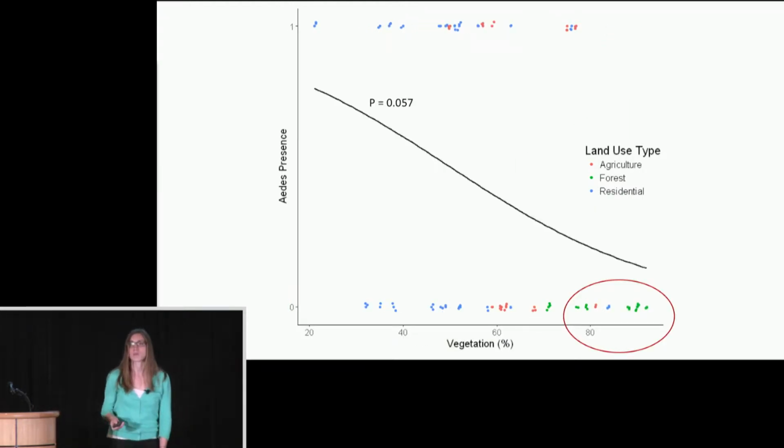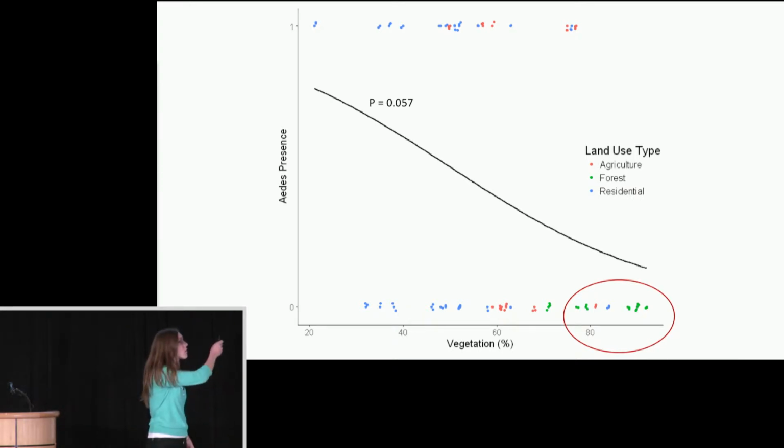And then we also see Aedes albopictus in a wide range of vegetation cover, except for at high vegetation cover. So here I want to emphasize that regardless of land use type, at about 80% cover or higher, we see absolutely no Aedes vectors.